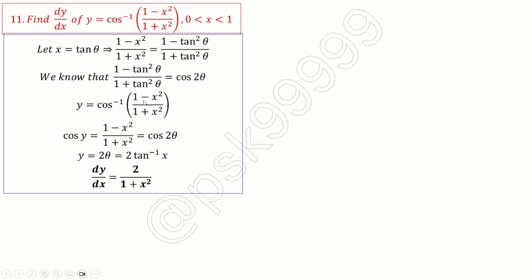Now this will become cos inverse of cos 2 theta, which means y equals 2 theta. That means y equals 2 tan inverse of x, and the differentiation is 2 by 1 plus x square.